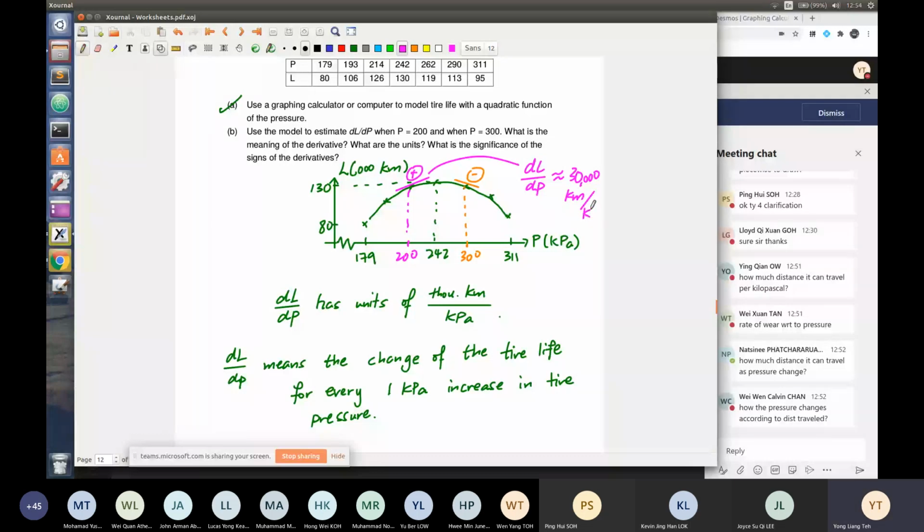So what I can tell my client is this. I say, hey, now you pump 200 kilopascal. I'll tell him that if you pump 1 kilopascal more, your tire can actually go for another 30,000 kilometers. You see that?